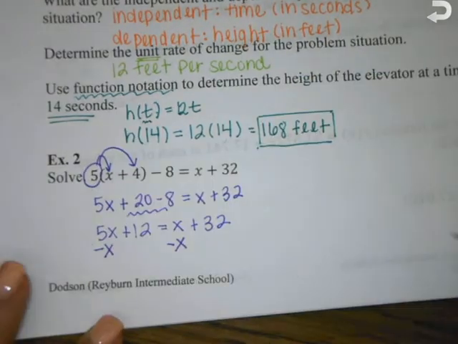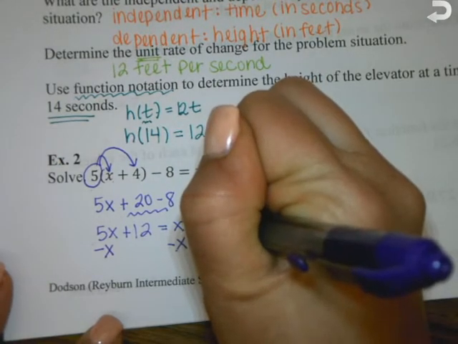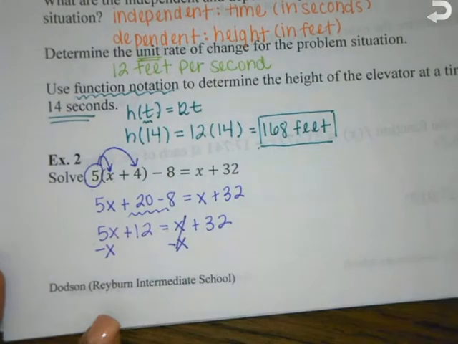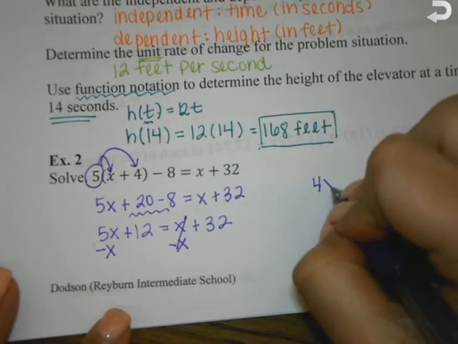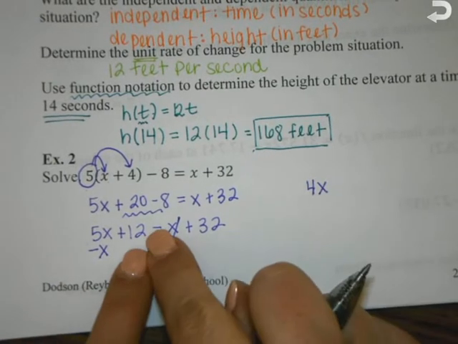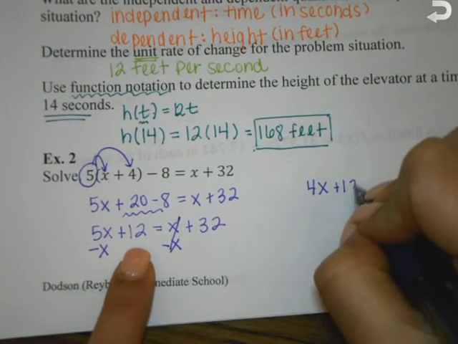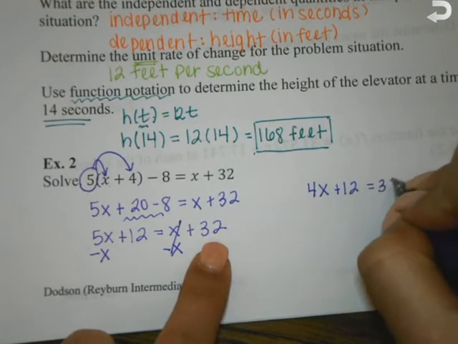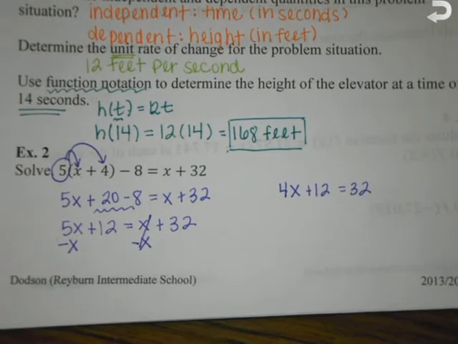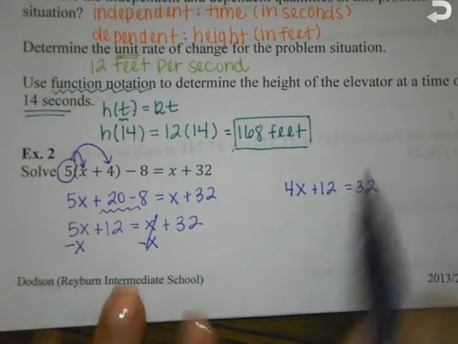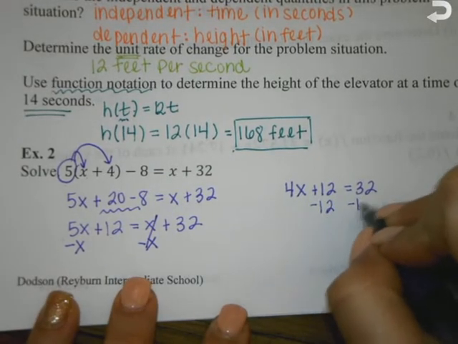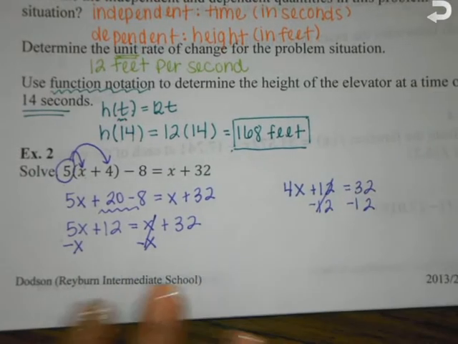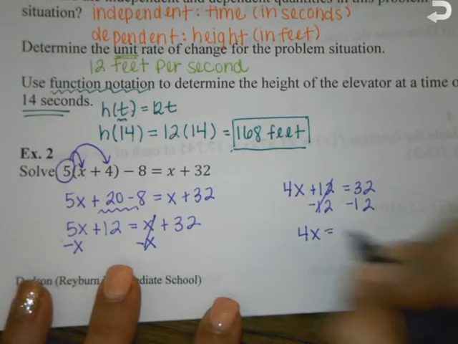What would x minus x be? 0, which is why we do that. And 5x minus x gives me what? 4x. We didn't do anything to the plus 12 yet, and we didn't do anything to the 32. Now to solve, I need to get all x's on one side and all numbers on the other. So I need to get rid of this plus 12. What would you do to get rid of plus 12? Subtract 12 from both sides, and that gives me 4x equals 20.